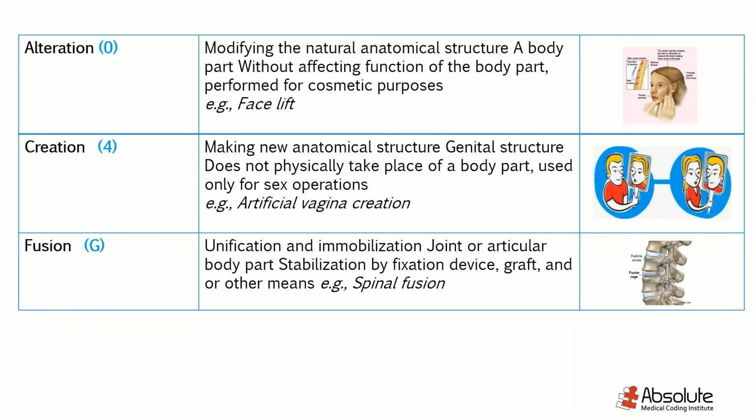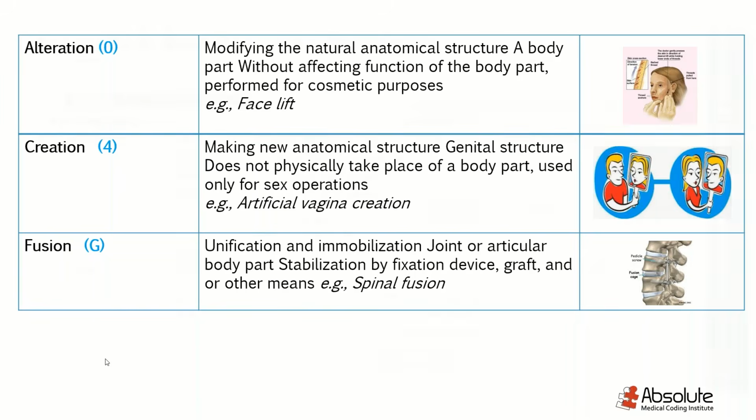And finally, G, fusion. This is union and immobilization of a joint or articular body part, stabilization by fixation device, graft, and other means. An example of fusion is spinal fusion.